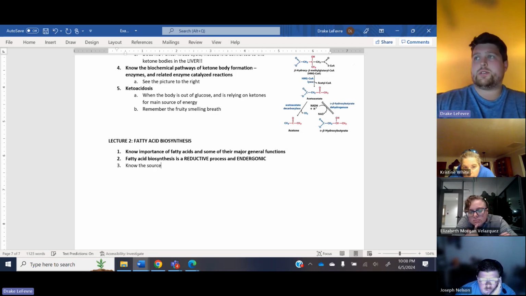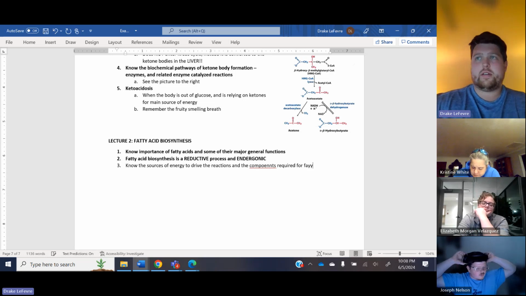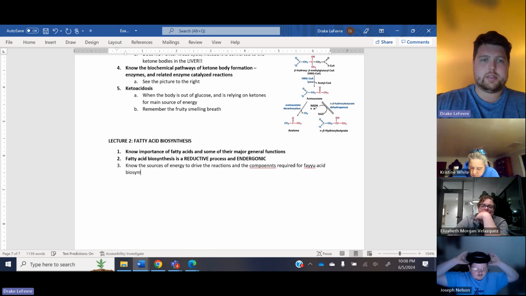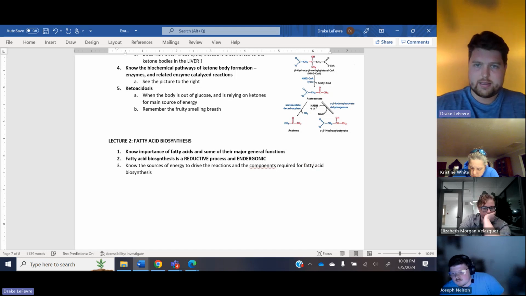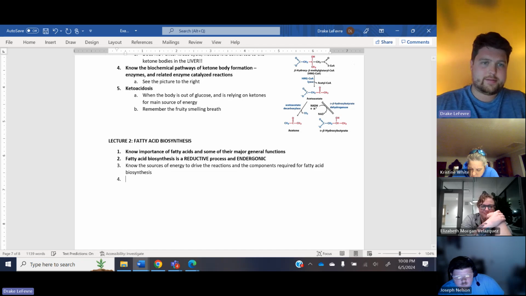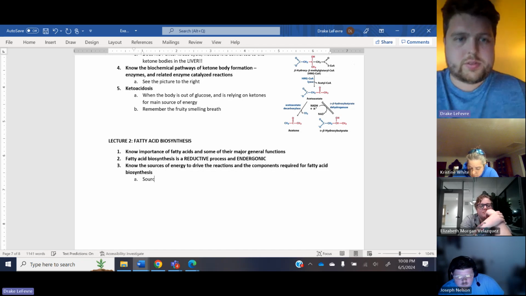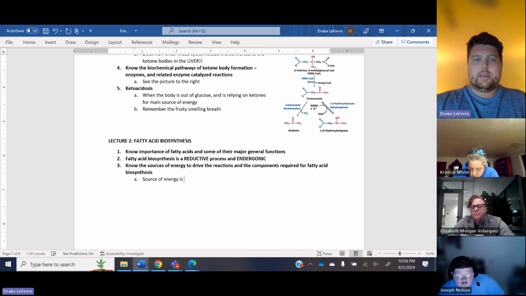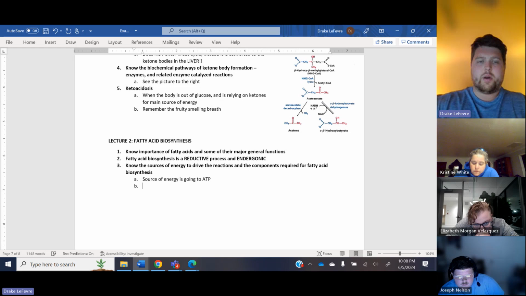Know the sources of energy to drive the reactions and the components required for fatty acid biosynthesis. Fatty acid. Fat fingered the heck out of that. Source of energy is going to be ATP, like it always is, and then the different components.